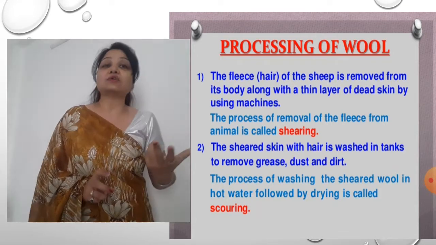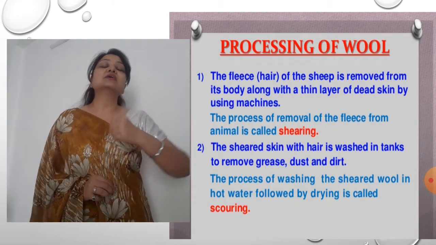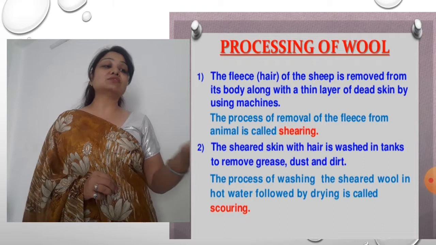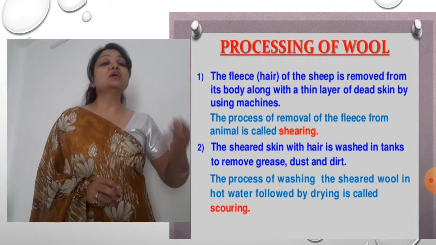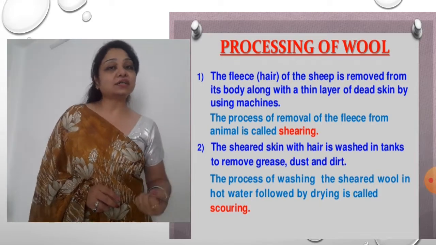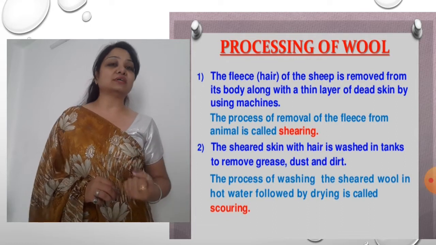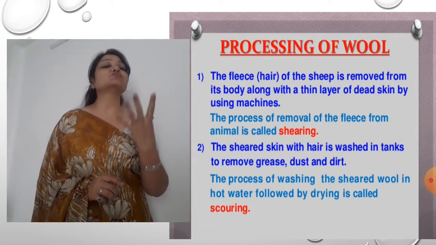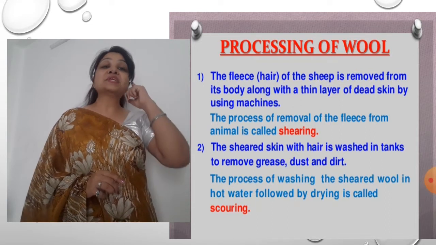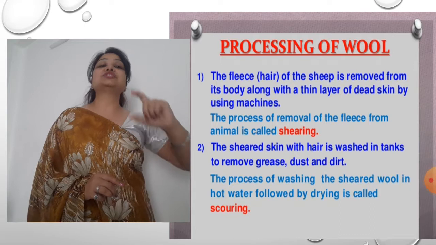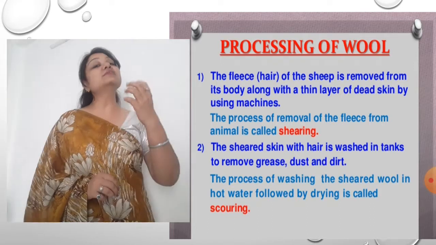But if we roam around, what happens? In just 1 or 2 days, our hair becomes so dirty, right? So it is the same in the case of sheep, except they are not roaming for 1 or 2 days, but for many days. So the first thing after taking the hair is they have to clean and wash it. So that is scoring. The sheared skin with hair is washed in tanks to remove grease, dust, dirt, everything. Now this process of washing the sheared wool in hot water followed by drying is called scoring.